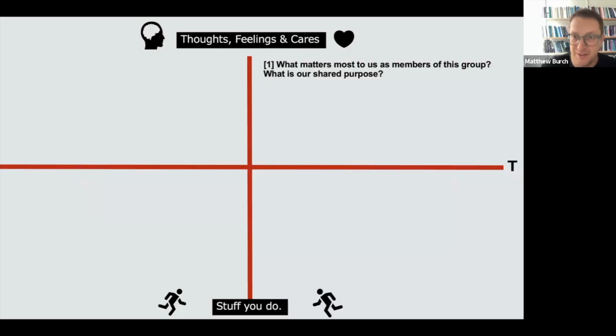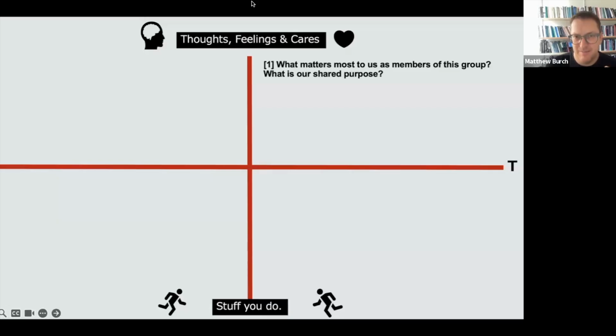So if you're the matrix facilitator, this is where you start. You start in the top right-hand quadrant, and this is where you're asking people in your group about what they think, what their beliefs are, how they feel about things. The question that kicks things off is: what matters most to us as members of this group? What is our shared purpose? And then you just have an open conversation, right? As a facilitator, you ask this question and you record the answers of the members of your group, and you record your own answer too.